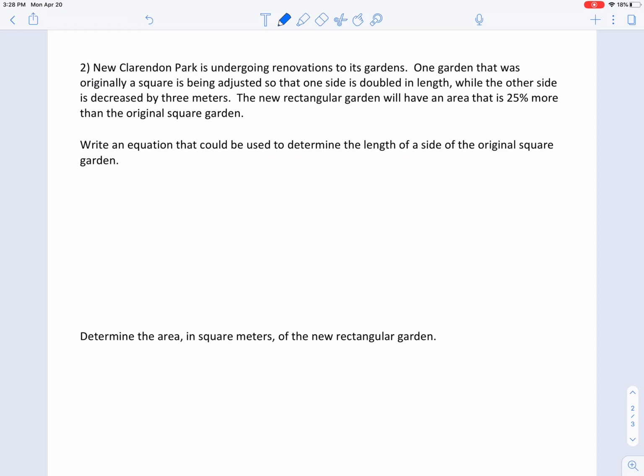A park is undergoing renovations to its gardens. One garden that was originally a square is adjusted so that one side is doubled in length while the other side is decreased by 3 meters to make a new rectangular garden. Okay, this one is different. I apologize. So we're starting with a square. Now, what do we know about a garden if it's a square? The dimensions are going to be exactly the same. They're going to be x by x.